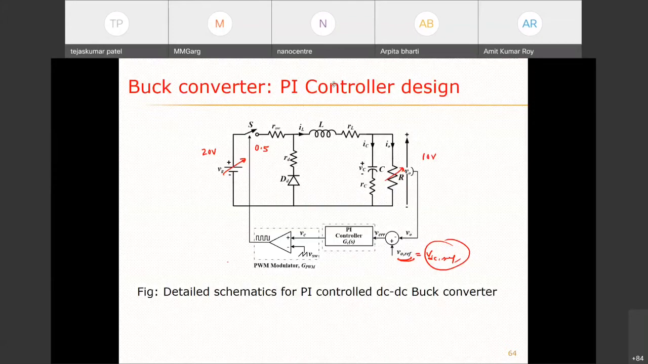So let's say, for example, 20 volt input voltage and output voltage is 10 volt. So the duty cycle in this case should be somewhere around 0.5, right?